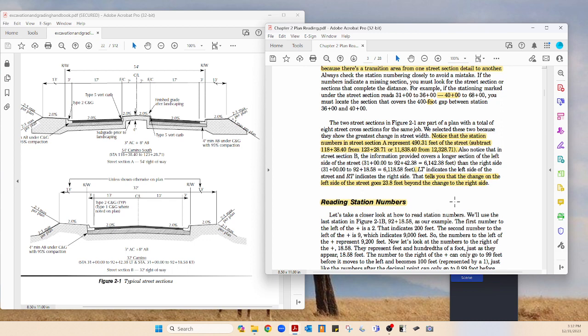You know, the transition. I don't know. Maybe it goes from a boulevard to two-way traffic. You know, maybe something like that. Who knows? But you've got to find out.